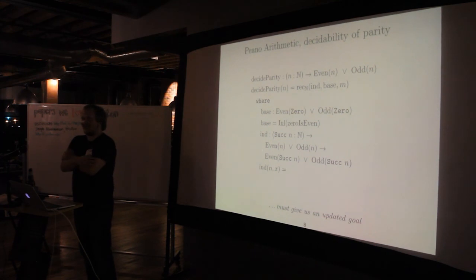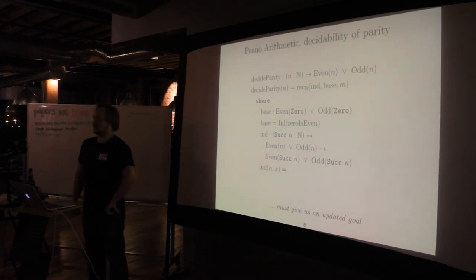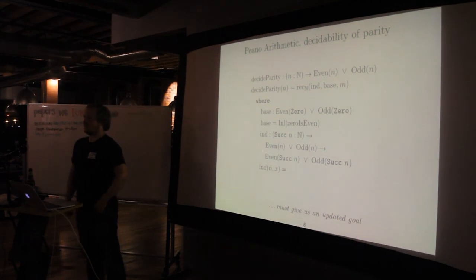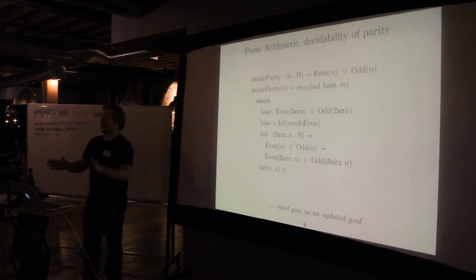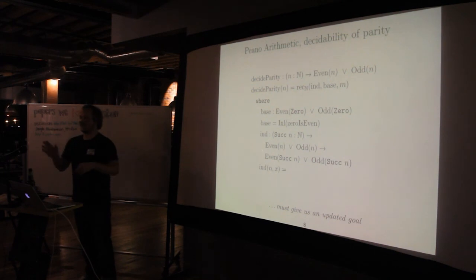I see what you're asking. You go from the fact that even of zero exists to the fact that even of zero or odd of zero exists, in your formal system. We all know it from logic. So that's a really awesome question. That's just part of the logic.